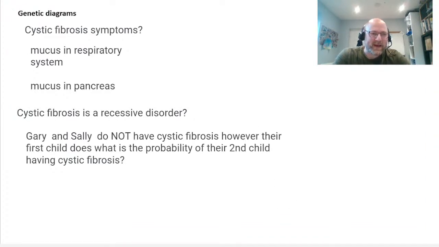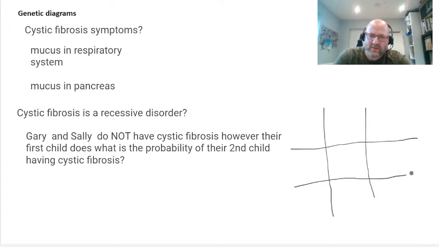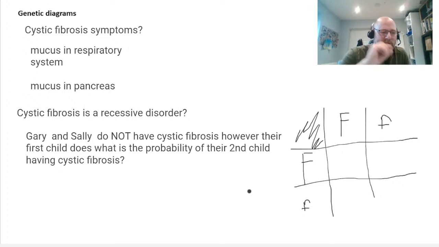Like that, you guys. And if you have to use a genetic diagram, what you're going to do is shade out the first box. I'm going to use F. Why do I know that Sally and Gary have got a big F and a little f? Why do I know that they must be carrying the cystic fibrosis recessive? Why do I know that? Well done, Amna. Why do I know?